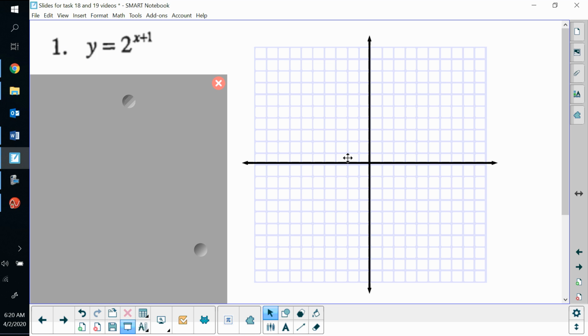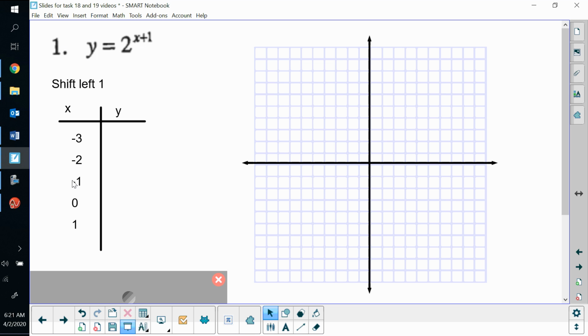Even though we're doing graphs, you can do them right on line paper. Just make sure you make a scale when you go to plot them. We've got a +1 in the exponent, so that's going to be a shift left 1. Based on any shifts left and right, that will tell us how to set up our t-table, because we don't want to get values that are too crazily huge. Because it's shift left 1, instead of having 0 be the middle of our table, we're going to have -1 be the middle of our table.